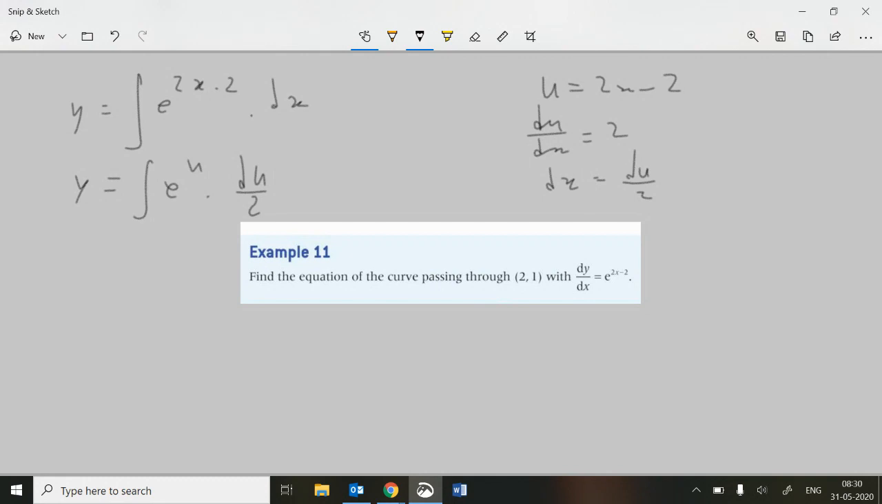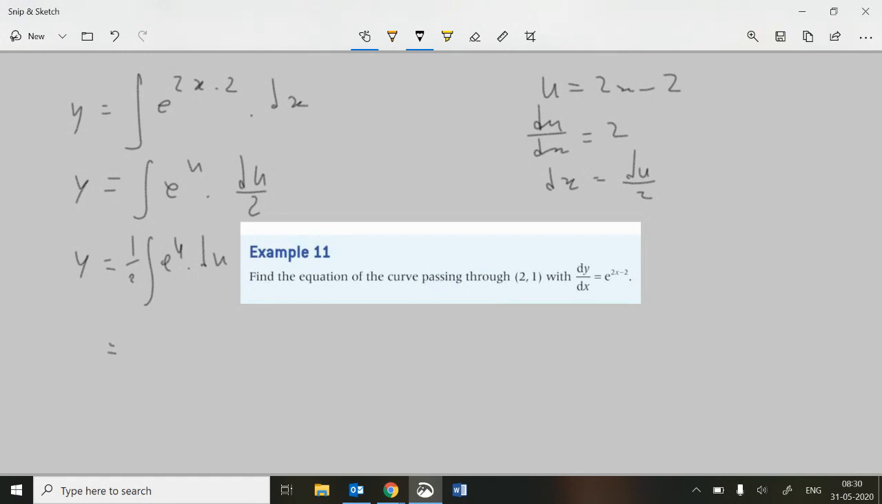Now, in this case, there's no 2 to cancel with in front here. So again, we can just take out that constant of a half. So that's my next step. I'm taking lots of steps here, of course. e to the u dot du. It's all with respect to u now. And now we can integrate this.